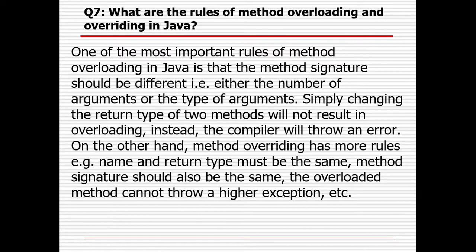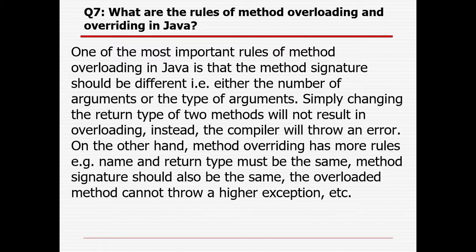What are the rules of method overloading and overriding in Java? One of the most important rules of method overloading in Java is that method signatures should be different. Either the number of arguments or the type of argument should vary, right? Simply changing the return type of two methods will not result in overloading. Instead, the compiler will throw an error. So whenever we are dealing with method overloading, we need to either change the number of arguments or the type of argument, but we can't simply change the return type. In case we change it, it will throw a compilation error.